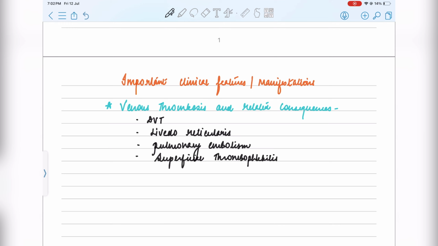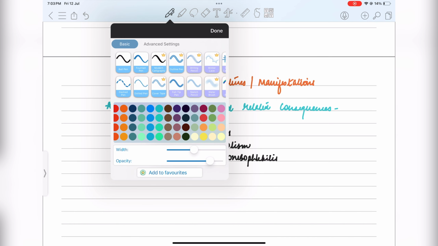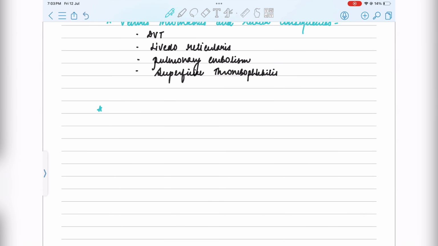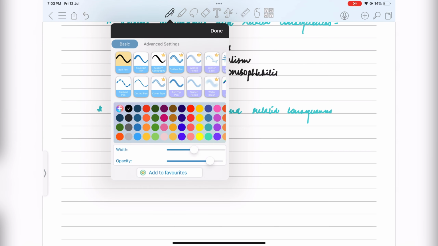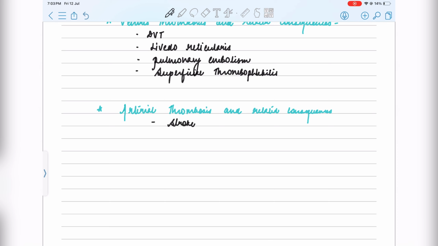Livedo reticularis. So livedo reticularis क्या है? It is basically like a purplish discoloration हो जाता है और reticular net-like pattern बन जाता है in the lower limbs, जो कि livedo reticularis बोला जाता है. Third is pulmonary embolism and there could be superficial thrombophlebitis.